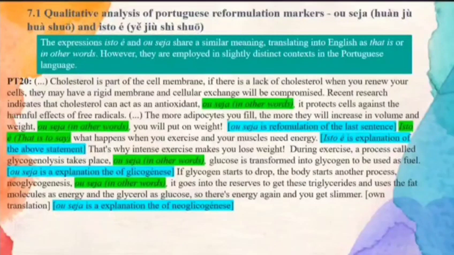It ensures that the reader understands the mechanism by which glucose is converted into liver glycogen during exercise. The fourth ou seja is used to explain the process of neoglycogenese mentioned earlier to provide a more detailed description. It emphasizes how the body uses fat reserves to produce energy when glycogen is low, and promotes a fuller understanding of the physiological process of weight loss. Isto é clarifies the previous statement, detailing the process of filling adipocytes and its relationship with weight gain.